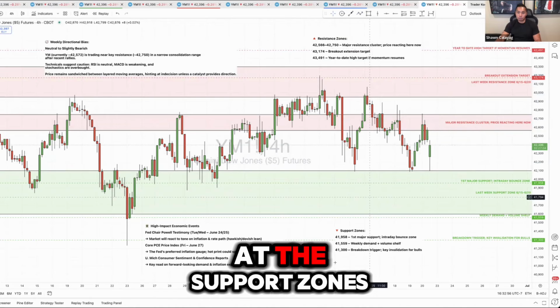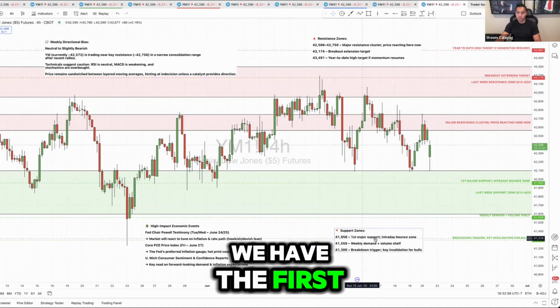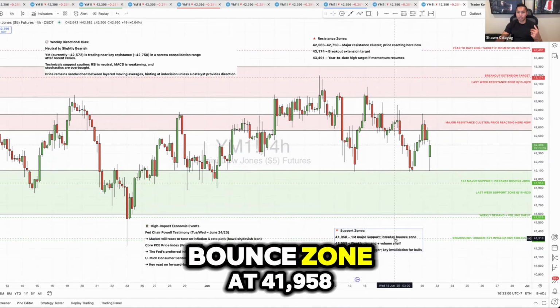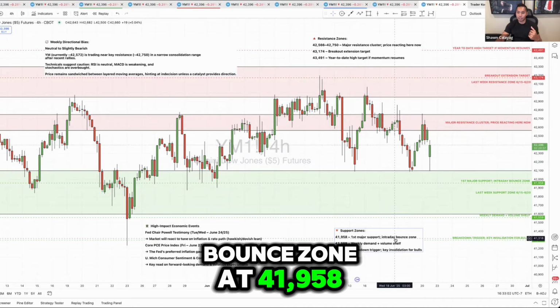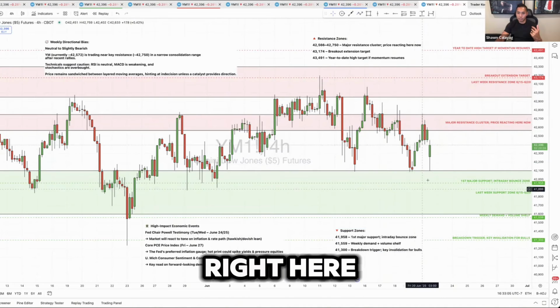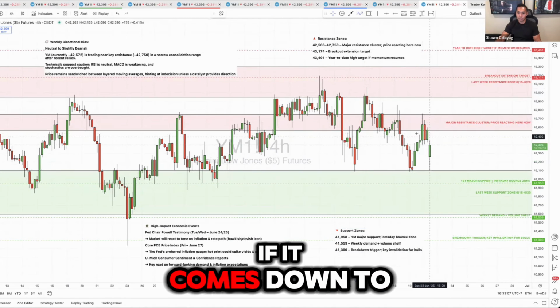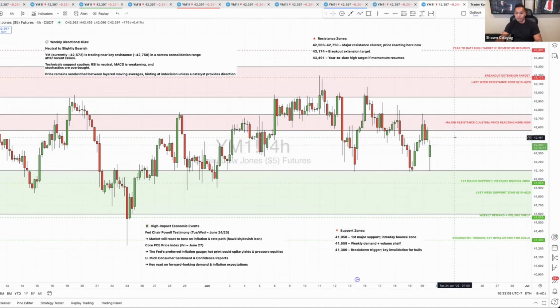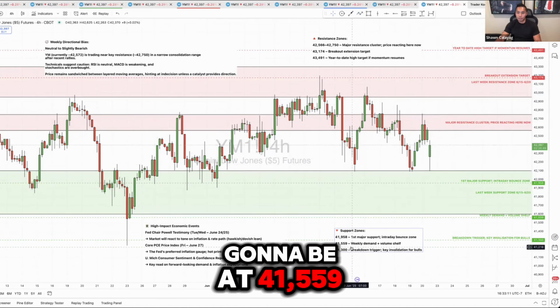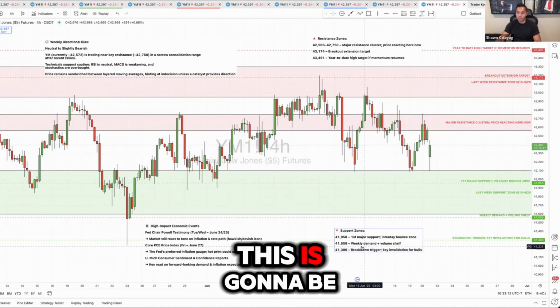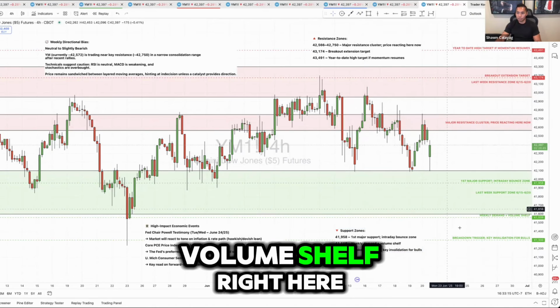Now, taking a look at the support zones, down here we have the first major support and intraday bounce zone at 41,958. This is going to be the first level right here for price to possibly bounce off if it comes down to this area. The next level is going to be at 41,559. This is going to be the weekly demand and volume shelf right here.